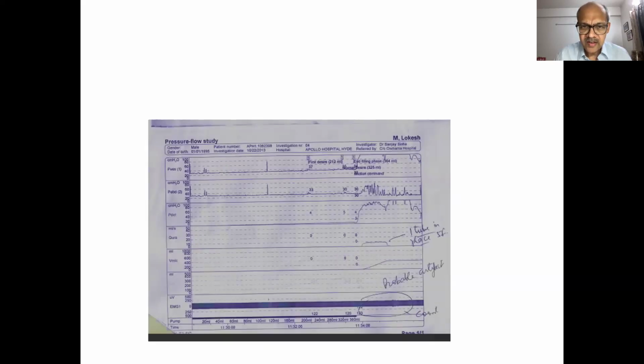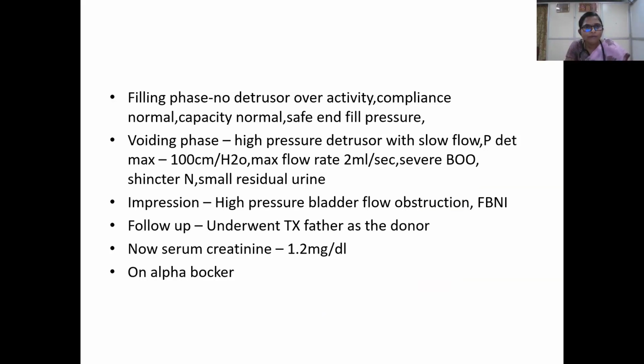What have I written as a conclusion? Do we have that? Yes, sir. So filling phase: no detrusor overactivity, compliance normal, capacity normal, safe end-fill pressure. Voiding phase: high pressure detrusor with slow flow, detrusor pressure of 100 centimeters of water, maximum flow rate of 2 ml per second, severe bladder outlet obstruction, sphincter normal, small residual urine. Okay. Impression: high pressure bladder outflow obstruction, advised functional bladder neck incision.